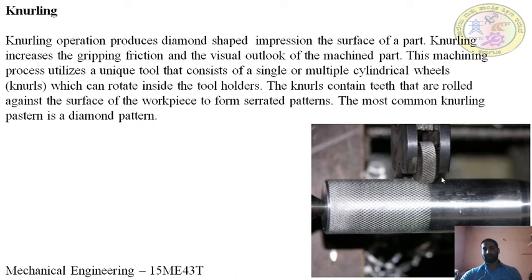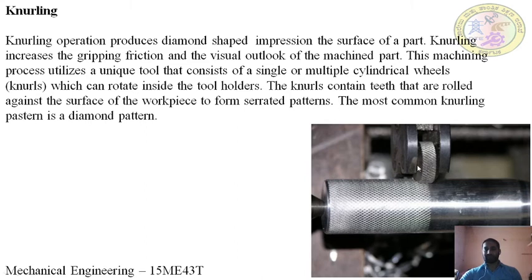We can, depending upon the knurl used, produce different types of impression on the work surface. The main intention is to provide a gripping surface. It is performed by a cylindrical tool which can be rotated here. It is not given rotation, but because of the rotation of the workpiece, this knurl will be rotated.